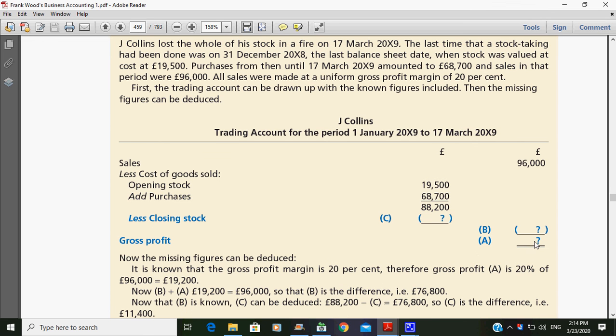So that is A. Now for B, remember, you would have subtracted something from 96,000 to get A. So we're going to do the opposite of what was being done. We're going to add 19,200 plus B, which would equal 96,000. So to find B, all you do is find the difference between 96,000 and 19,200.